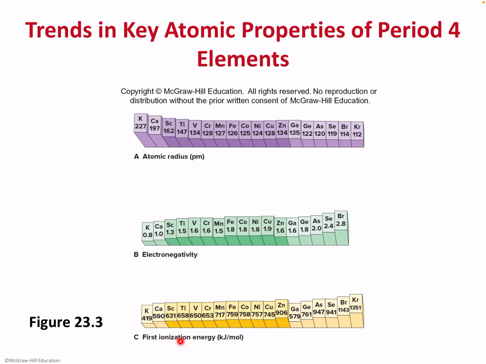And then the first ionization energy, meaning removal of the first electron from the neutral atom. You can see 419, 590, 631 increases slightly because it gets harder and harder to remove an electron going from metals to non-metals. Okay.